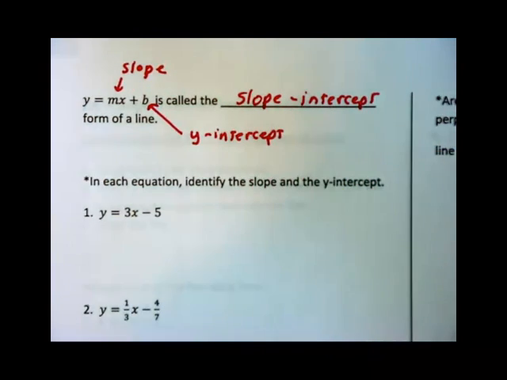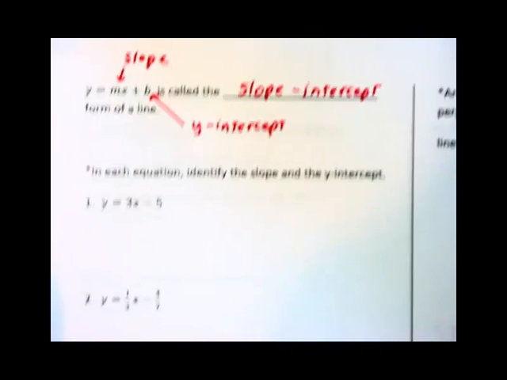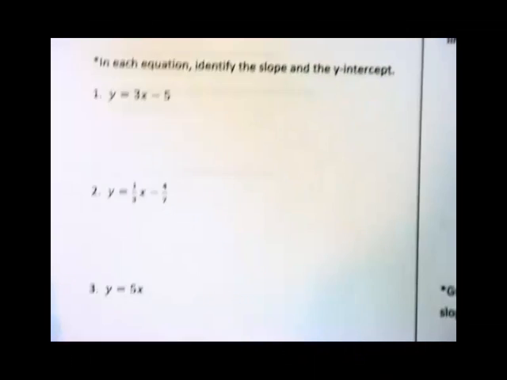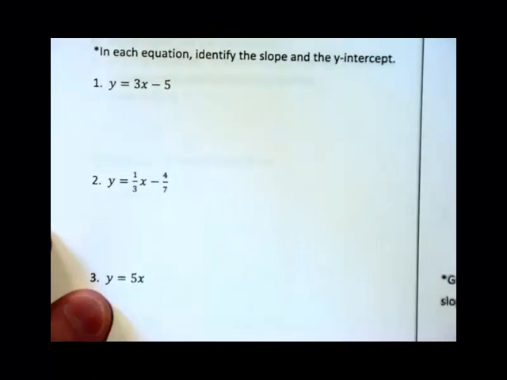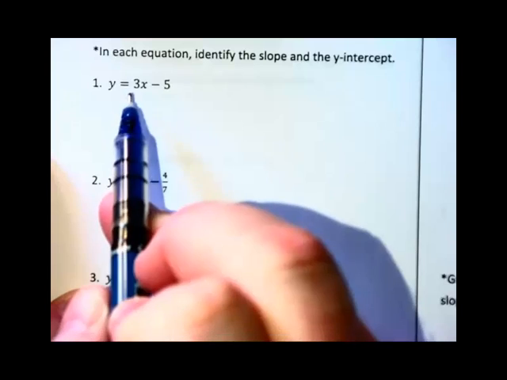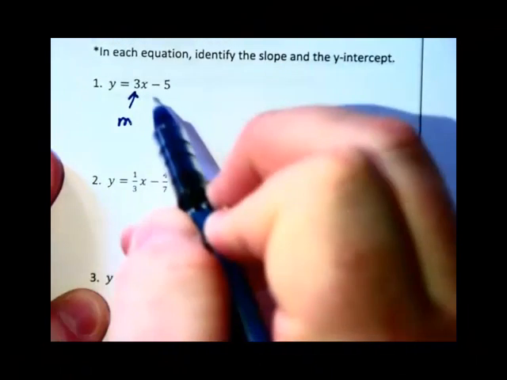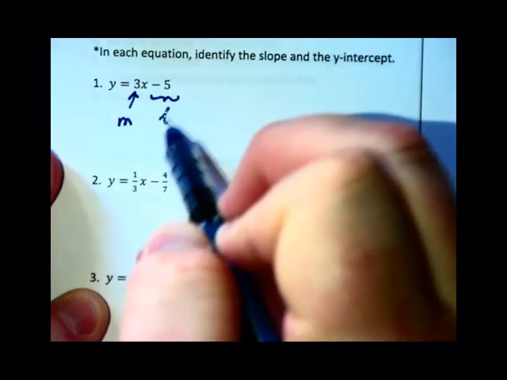Okay, so what I want to do now is play around with this slope-intercept form of a line, identifying the slope and the intercept. It's going to start off easy and then get a little bit more challenging. We notice this first equation, y equals 3x minus 5, is already of the form mx plus b. The m is the 3 and the negative 5 is the b.